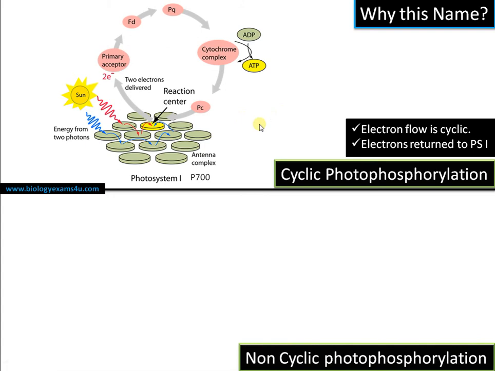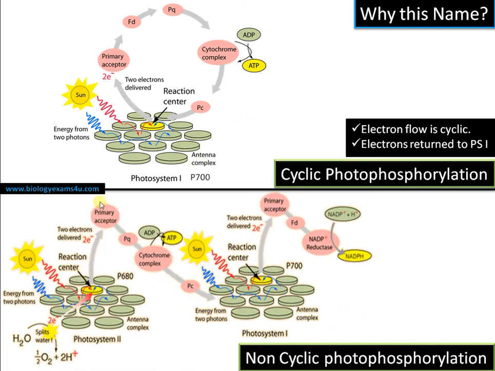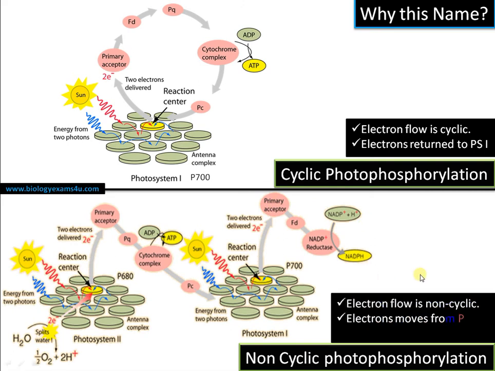Whereas in non-cyclic photophosphorylation, two photosystems are involved. The electrons ejected from the photosystem move through the primary acceptor, which is often called pheophytin, then plastoquinone, cytochrome complex, and ultimately reaching PS1. It is further energized by the sunlight and ultimately reducing NADP to NADPH. Here the flow is non-cyclic or linear. Electrons move from PS2 to PS1 and ultimately reduce NADP to NADPH. That's why this is called non-cyclic.